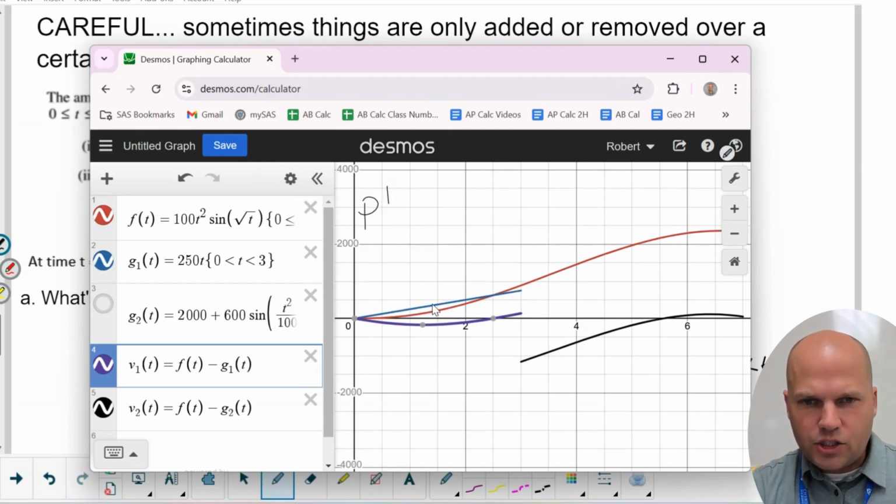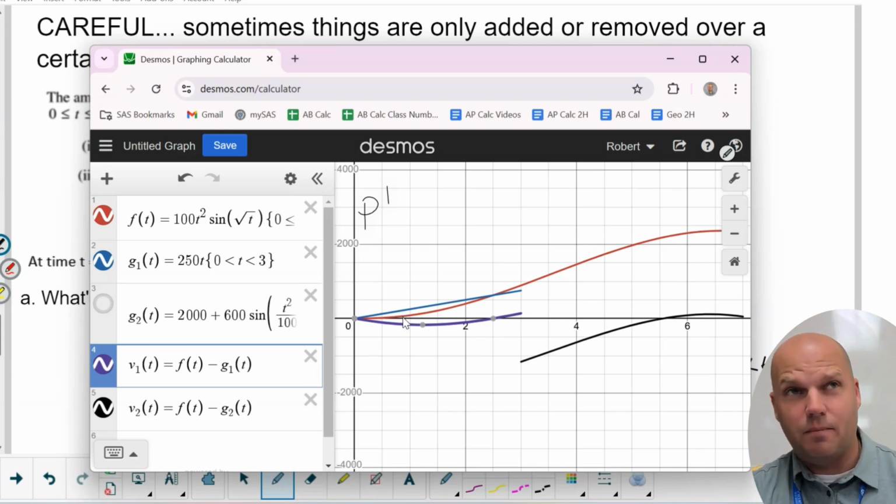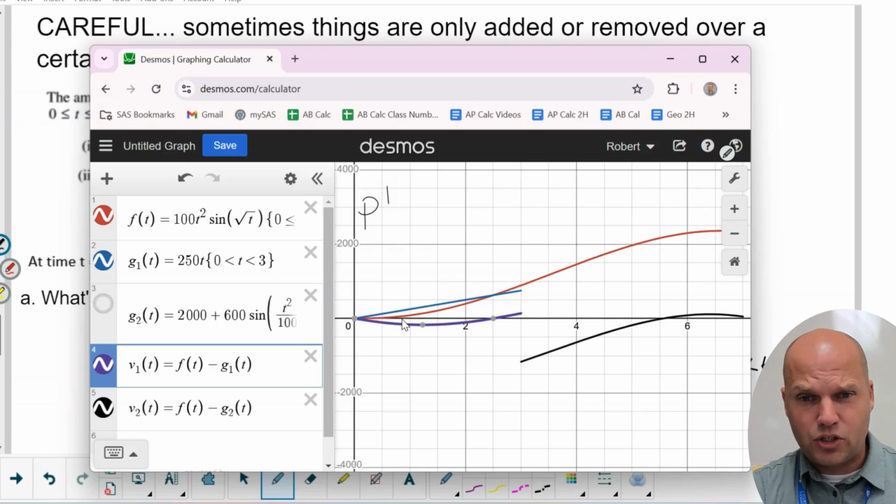Here, this is my rate out. G1 is how quickly things are going out. My rate out is bigger than my rate in. That's F. That's the red line. My rate out is bigger than rate in. More water's flowing out than flowing in at these moments. You can see that my derivative should be negative. I should have these negative velocity values because my water level is decreasing.